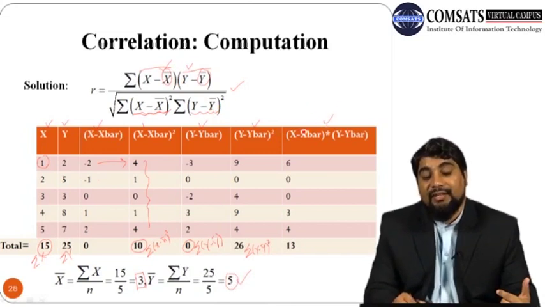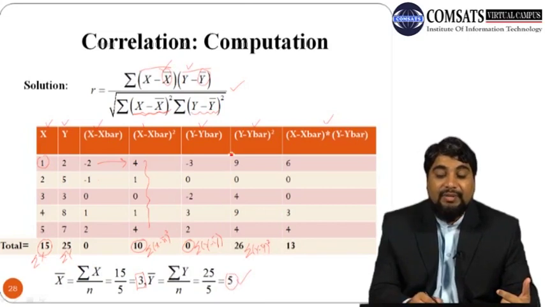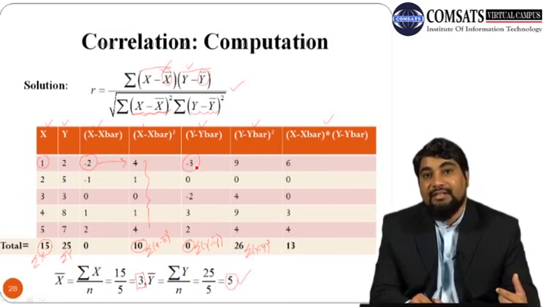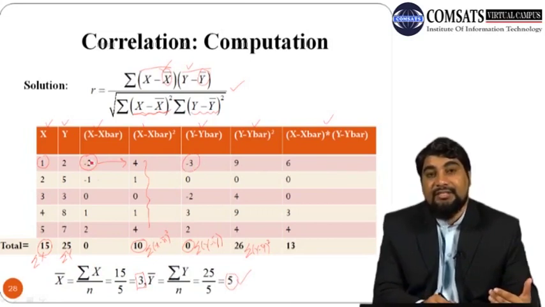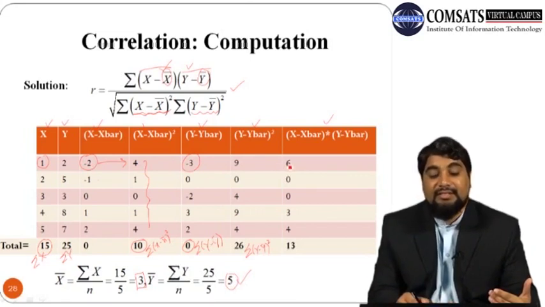So this is the next column, (x - x̄)(y - ȳ). Here we have x minus x bar, here we have y minus y bar. So minus 2 into minus 3. Minus into minus makes it plus. So 2 times 3 is 6, we get plus 6.